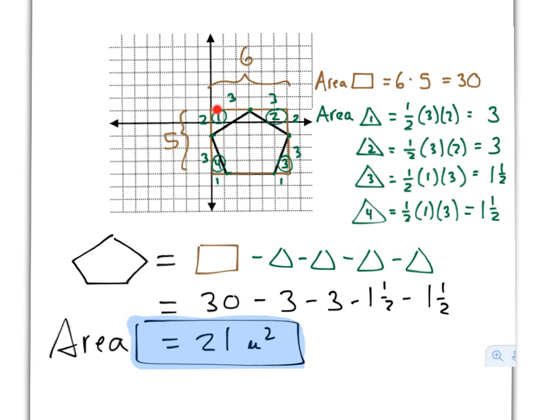This first triangle was 3 by 2, so half of 3 by 2 is 3. The second triangle was identical to that, so another 3. The third triangle was 1 by 3, so half 1 times 3, which is 1.5, and triangle 4 was identical to that. So my 4 triangles are 3, 3, 1.5, and 1.5. So really here's a pictorial representation of what I'm doing. I'm taking the pentagon, and to find the area I start with the rectangle and I chop off or subtract all 4 triangles, and that leaves me with 21 units squared for the pentagon.